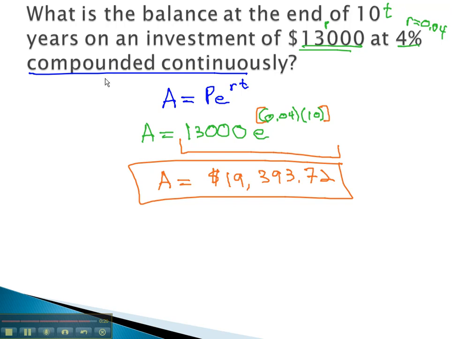Whenever we see the key phrase compounded continuously, we'll know to use the formula A equals Pe to the rt, being careful on the order with our calculator, to get our final balance in the account.